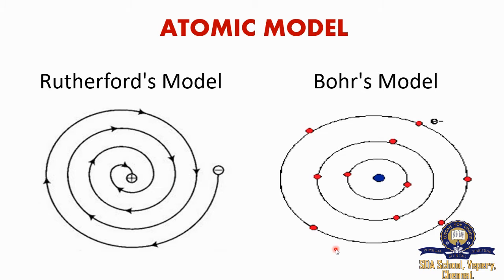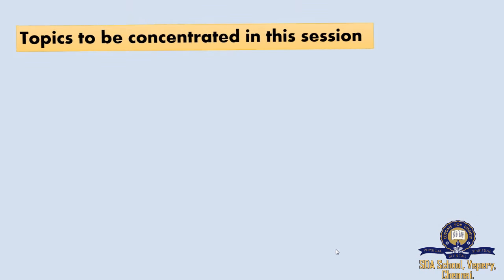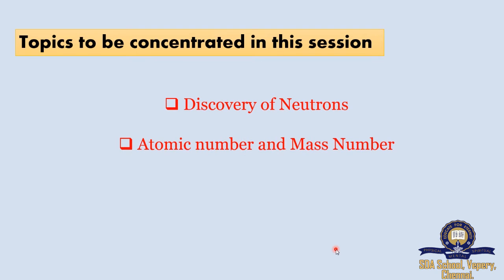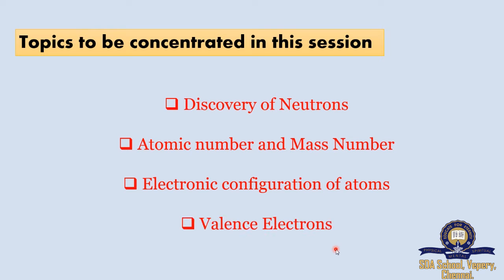Okay, students? The topics to be concentrated on in this session are discovery of neutrons, atomic number and mass number, electronic configuration of atoms, and valence electrons. So these four topics will be covered in today's session. Let's quickly move on to class.